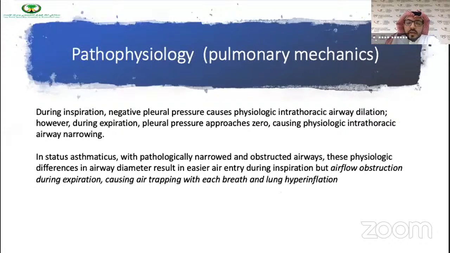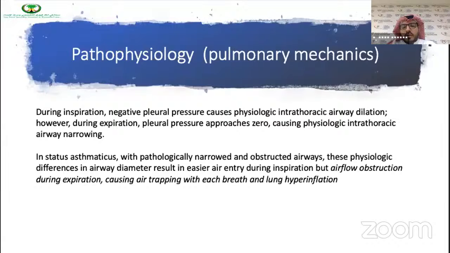What about the pulmonary mechanics? The pulmonary mechanical dysfunction occurs as a result of the pathological changes we mentioned earlier, related to bronchial smooth muscle contraction, mucosal edema again, and increased mucus production, which cause a decrease in airway diameter and increased airflow resistance. During inspiration, the negative pleural pressure causes physiological intrathoracic airway dilatation. However, during expiration, pleural pressure approaches zero, causing physiological intrathoracic airway narrowing.